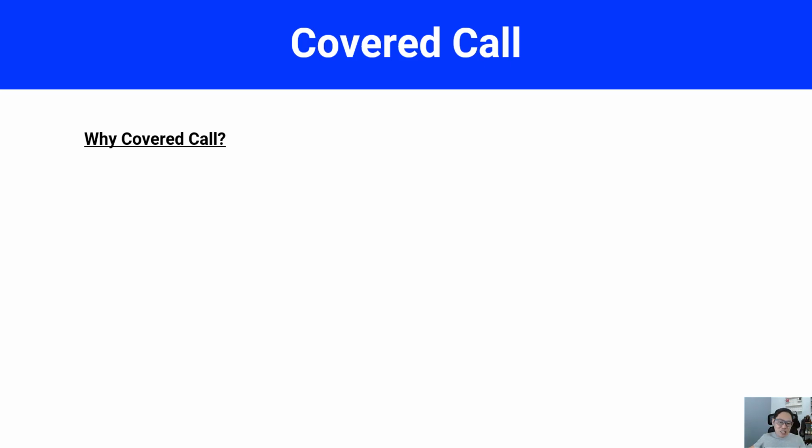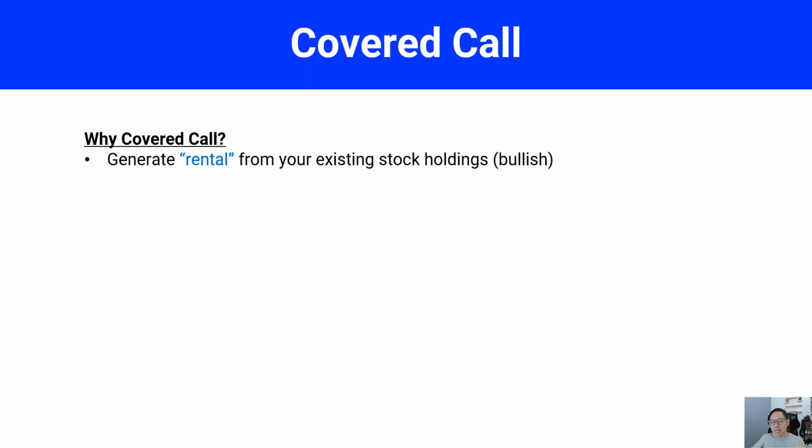Let's look at the rationale of engaging a covered call strategy. First, you are bullish on an underlying counter. That's why you wish to buy the stocks in the very first place. However, instead of just waiting for the share price to appreciate, you can now generate some rental income out of your stock holding through this strategy.